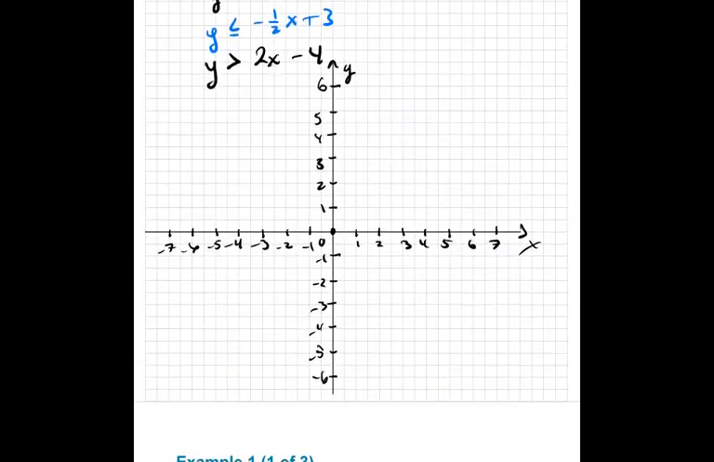So if we're going to graph the blue part, first it says the y-intercept is 3. So that's where it crosses the y-axis. Then the slope is down 1 and right 2. So if we go down 1 and right 2, that gives us a second point. I'm going to do that a few more times. Here, here, and here. I'm going to go the other direction. Up 1 and left 2.